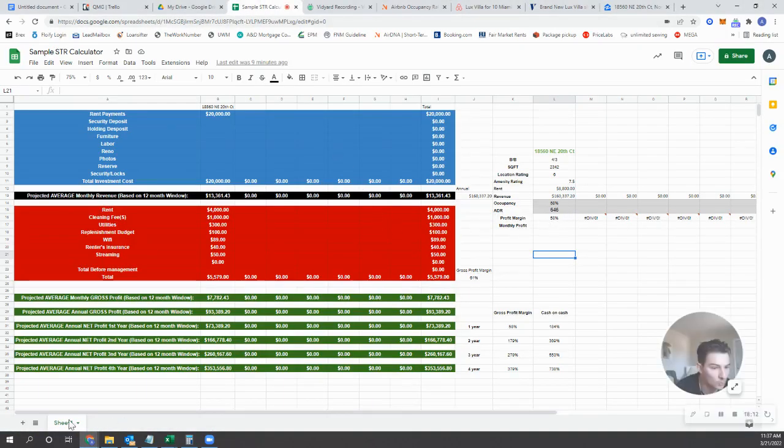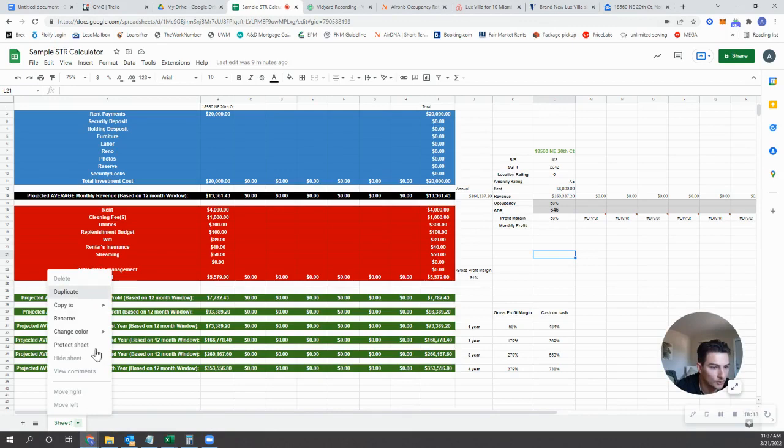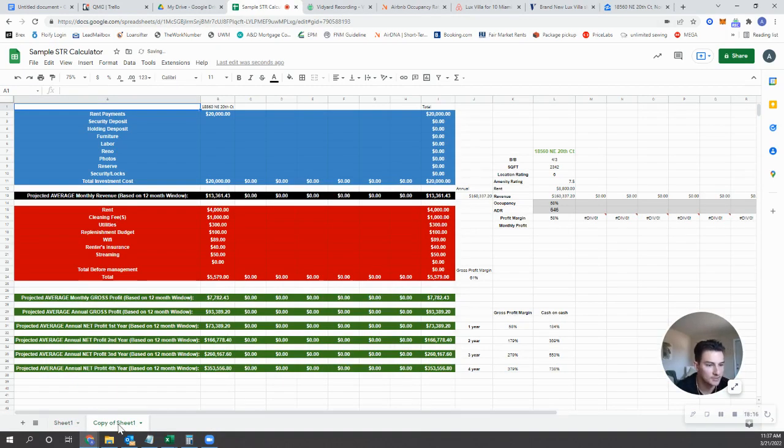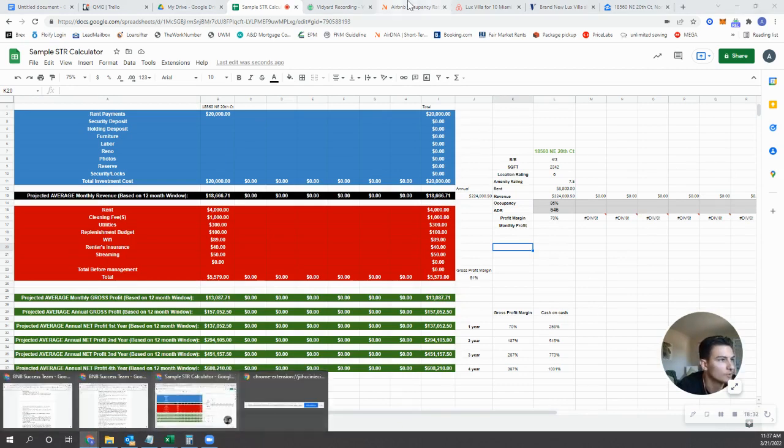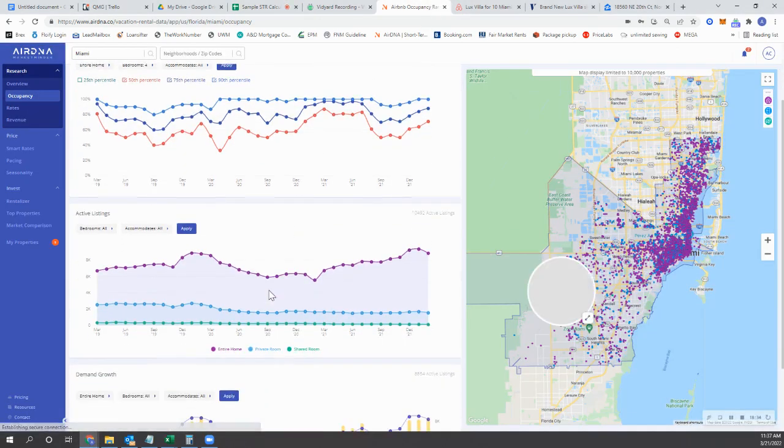So this is our base one. We're going to duplicate it. We're going to copy this, and we're going to go 90th percentile. And then we're going to punch in 95, because we know if we operate in the 90th percentile, we're going to be booked out 95% of the time based on the data, right? So let's go back now.